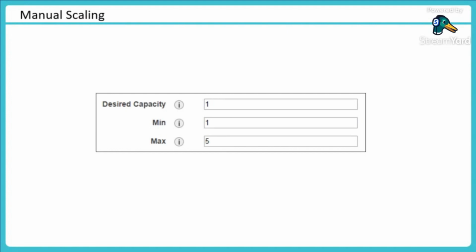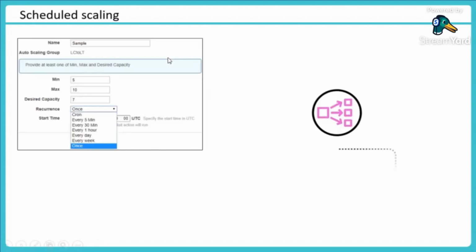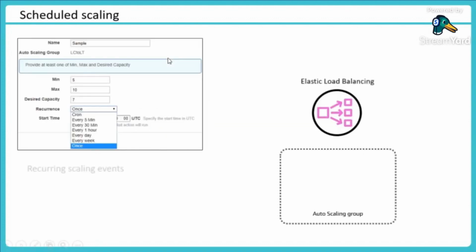Why would I do it? Probably I know, hey, today we are going with the testing and we require 10 instances. Let me go and manually change it. I don't want to wait for CPU to bump up and then auto scaling to kick in. I want to be upfront ready for that. That is manual scaling. Second is scheduled scaling, not a very complicated one.